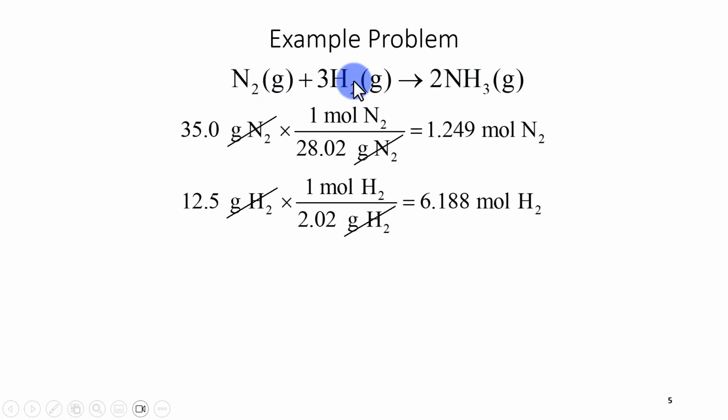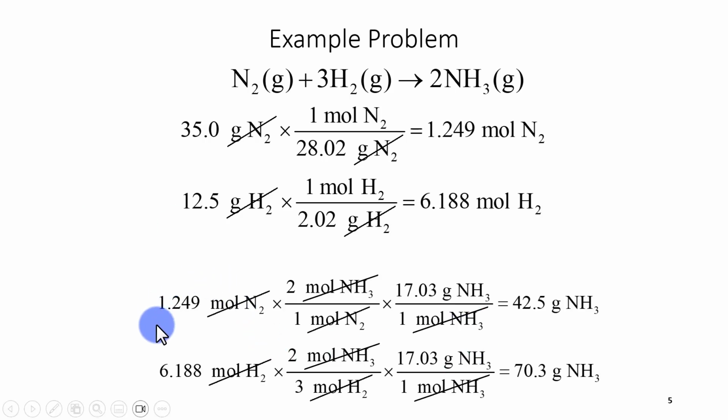Here's my reaction again. And I have these amounts in moles from the previous slide, just so we have them handy. And now I take the amount of moles of nitrogen and figure out how much ammonia I have. 1.249 moles of nitrogen multiplied by moles of ammonia on top and moles of nitrogen at the bottom. And 2 moles of ammonia for every 1 mole of nitrogen, so 2 moles for 1 mole. These will cancel out, giving me moles of ammonia.